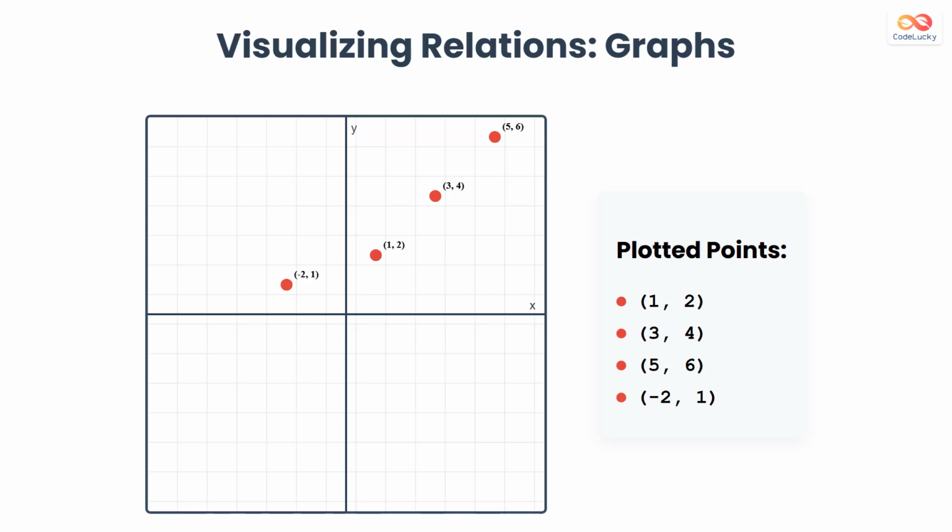We can also plot relations on a coordinate plane. Each ordered pair becomes a point on the graph. The x value tells us how far left or right to go, and the y value tells us how far up or down to go.